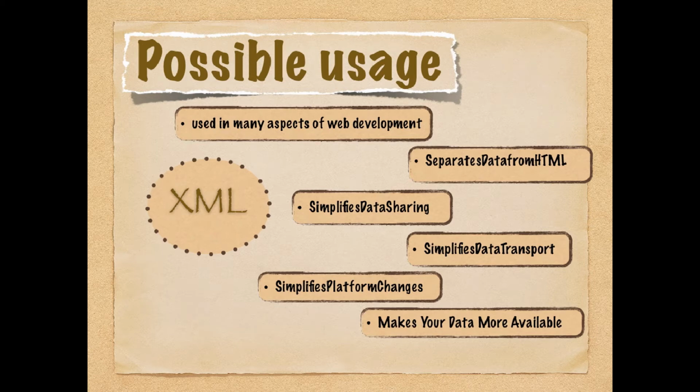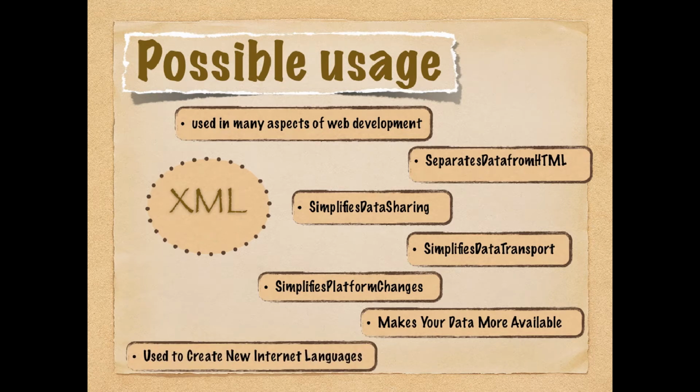XML is used to create new internet languages such as HTML, WSDL, WAP and WML, RSS language for news feeds, SMIL for describing multimedia for the web.